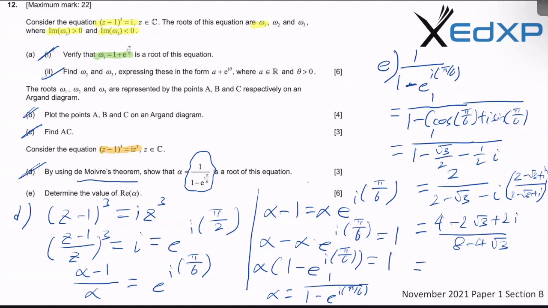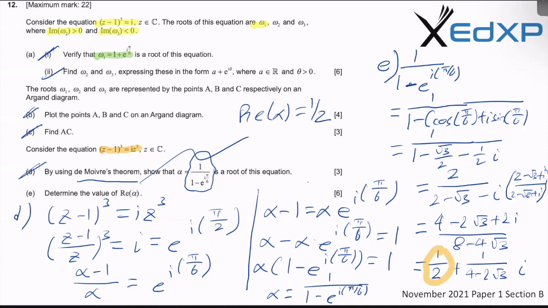Okay, and if I were to break this up, once we have the denominator as a real component, we can break it up into the real and imaginary components. So we get half plus 1 over 4 minus 2 root 3 i. Okay, so the answer, we just want the real component. Okay, so the real component of alpha is half. Okay, and that comes to the end of my video for the November 2021 paper 1 section D.